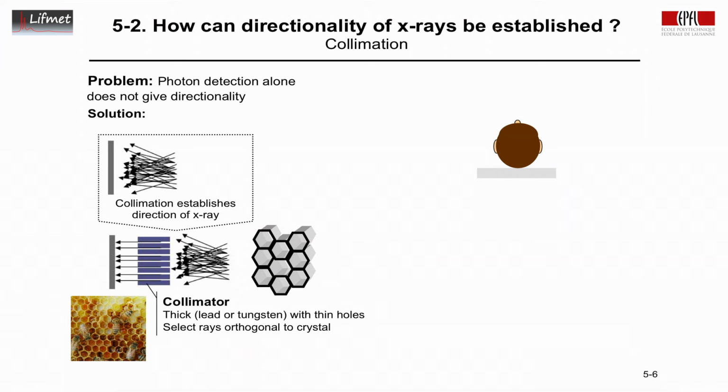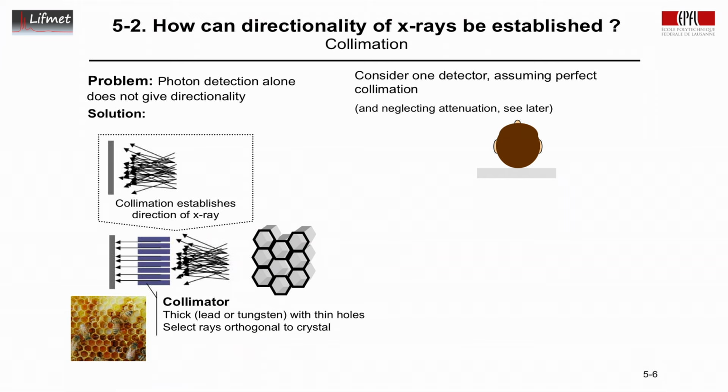So now let's look at the scan. Here we have a subject, and we'll now assume we just have one single detector, and we'll assume perfect collimation. So we'll assume that we have done everything so that only X-rays that satisfy this geometric condition of being perpendicular to the detector are being detected. And for the sake of simplicity, for now, we will neglect the effect of attenuation. So we'll assume that the X-rays that are in the subject are passing through perfectly.